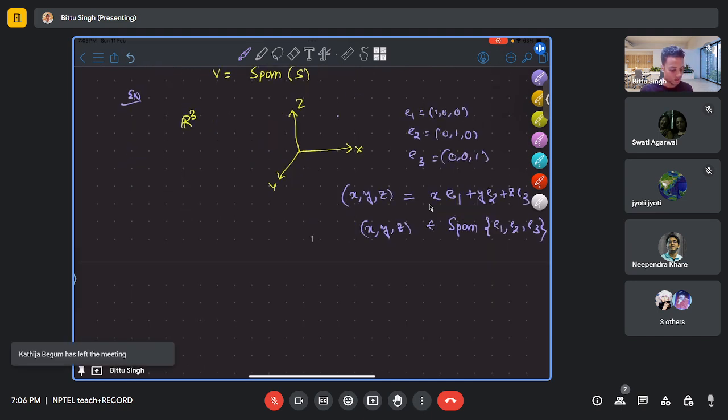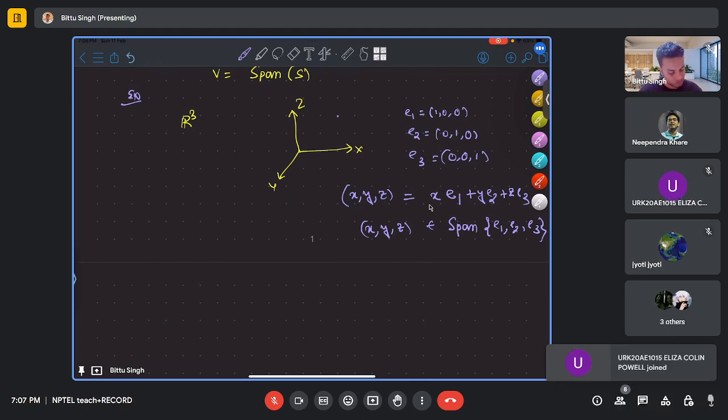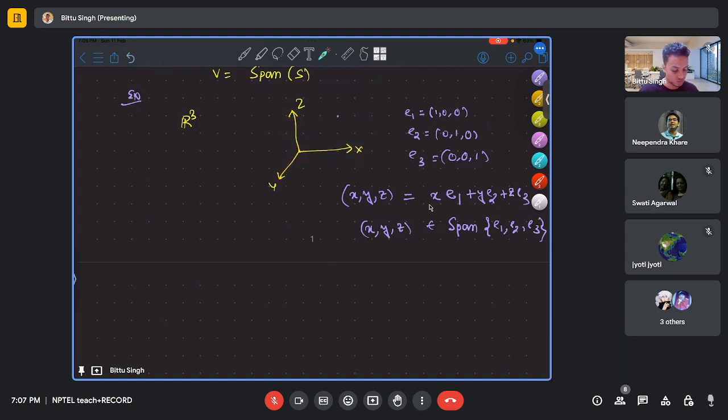And moreover, we can see that e1, e2, e3 are linearly independent. That is, you cannot put this z axis in the xy plane. This is the meaning of linear independence. So why is it different from x? Because a multiple of y cannot lie in x, except the point 0.